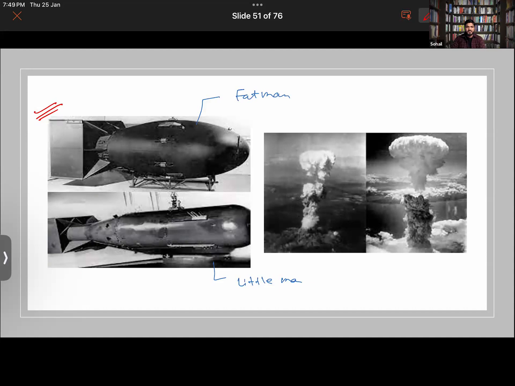Sir, which was more effective? That we will have to look into. Both of them were very disastrous, but which caused more damage, we will have to look into the data.